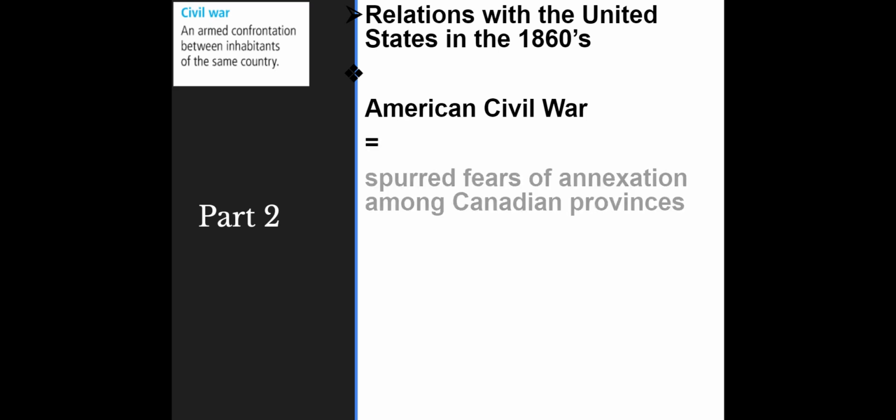Meanwhile, in the United States, they were grappling with the American Civil War. This presented an issue for Canada because they were afraid of annexation. They were afraid of an American invasion. The Americans were eyeing the west of Canada. And so Canada was afraid of being invaded and therefore thought, let's unite our colonies to protect ourselves from an American invasion.